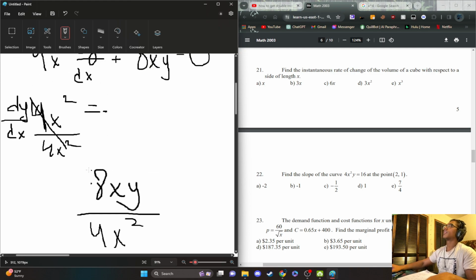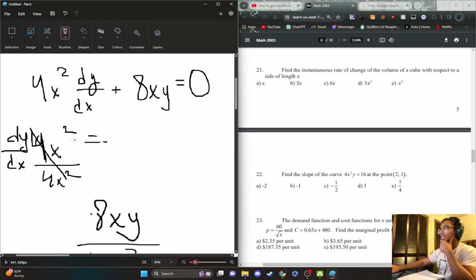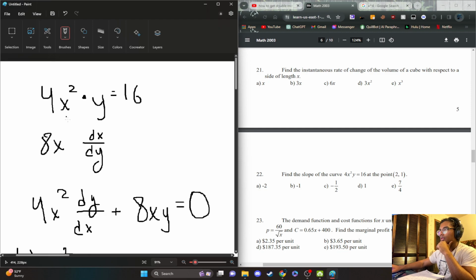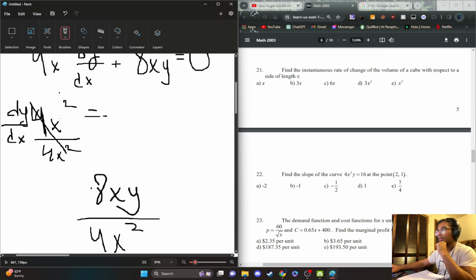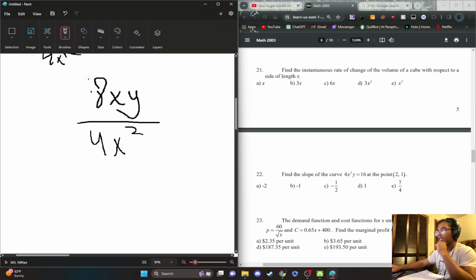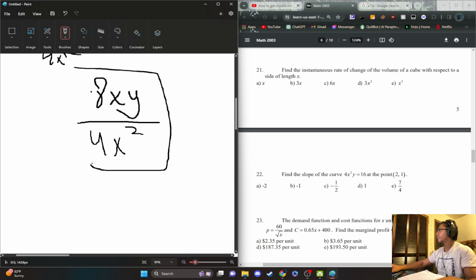So your dy/dx equals this value over 4x squared. Let me try to explain it better. This one's just asking for dy/dx by itself. So first you do the product rule to get dy/dx. After that, you get dy/dx on one side, isolated. You move anything that doesn't have dy/dx to the other side, and divide by anything connected to dy/dx. That isolates dy/dx.